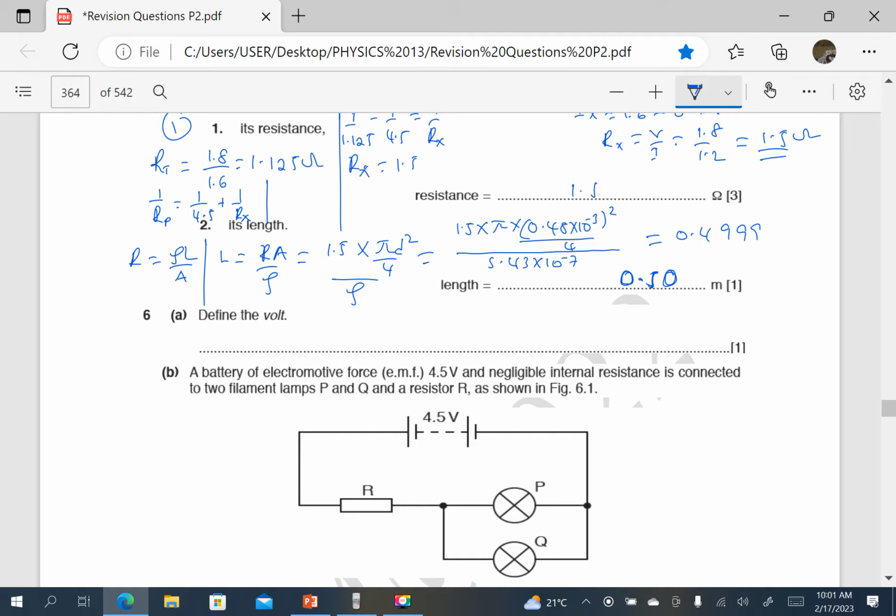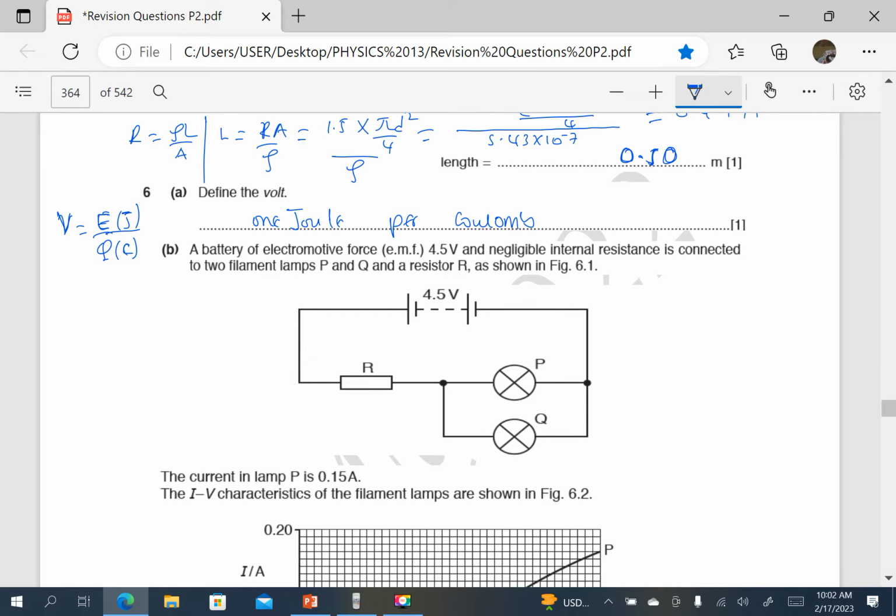Okay, define a volt. A volt, from the definition of PD as V equals energy per unit charge, we can define a volt in terms of the joule for energy and the coulomb for charge. So the volt is defined as 1 joule per coulomb. So PD in volts is equal to energy transferred from electrical to thermal per unit charge, where energy is in joules and charge is in coulombs. So a volt is 1 joule per coulomb.